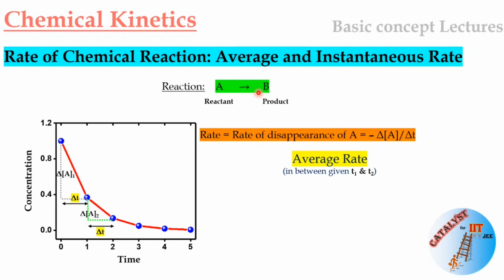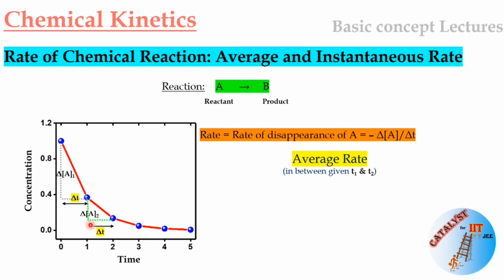Now the two important concepts, average rate and instantaneous rate, you need to understand. Consider these reactions where the reactant A is going to get converted into the product B. If you see the delta T here from 0 to 1 second, the delta T is 1 unit because the time change is 1 unit, but the concentration change is from here to here. Now this is denoted by delta A1.